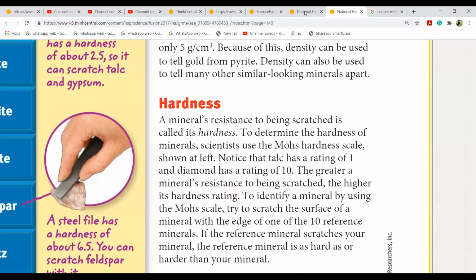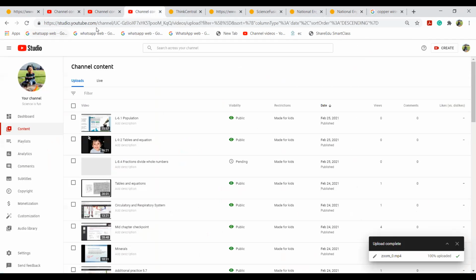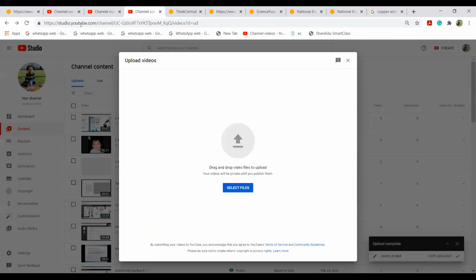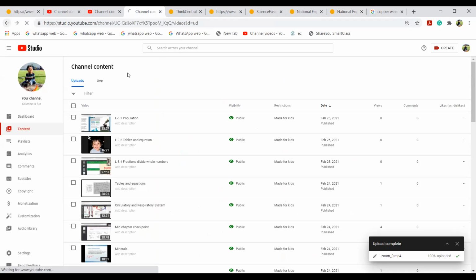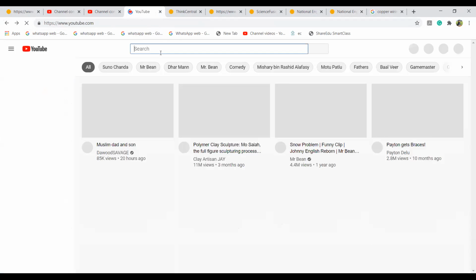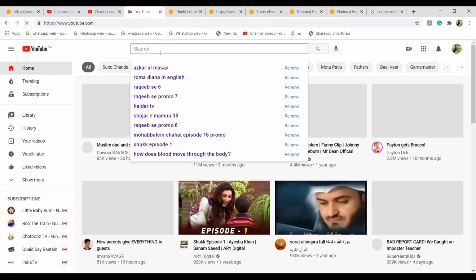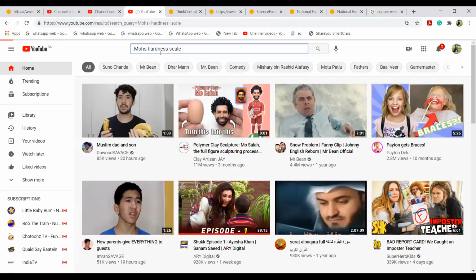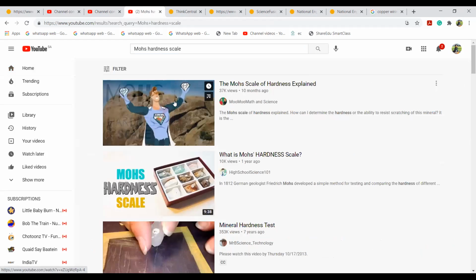Okay, density, you know, it's about how heavy it is. I will show you about the Mohs hardness scale. Wait a minute. Mohs hardness scale. Please, girls, you need to see this.